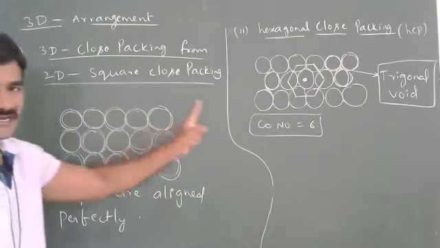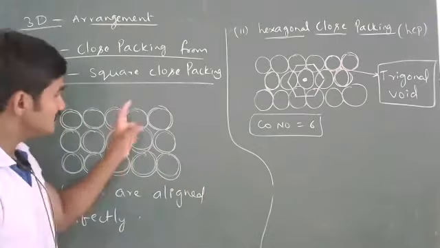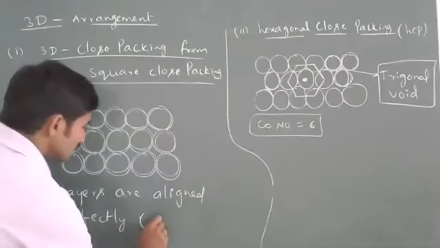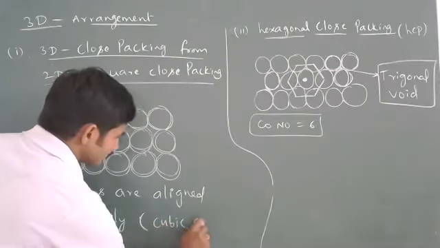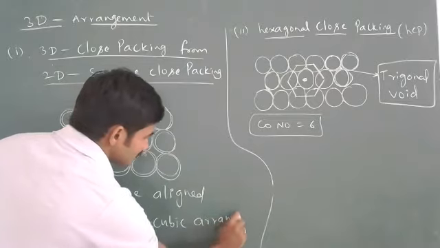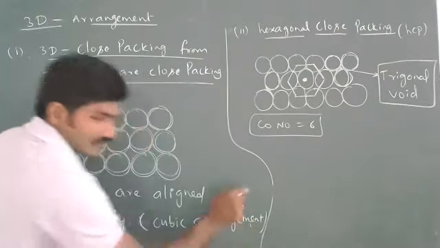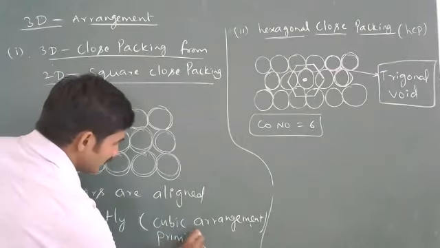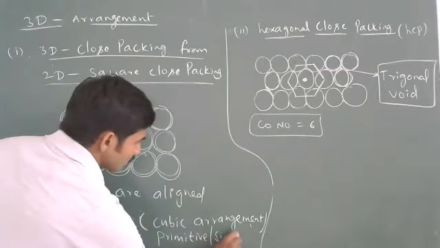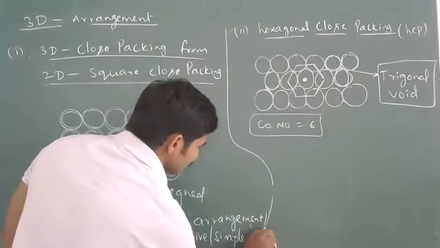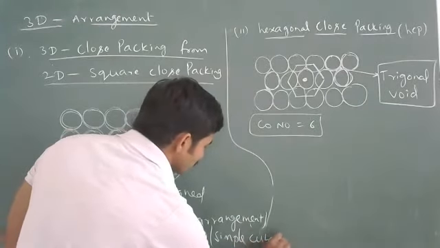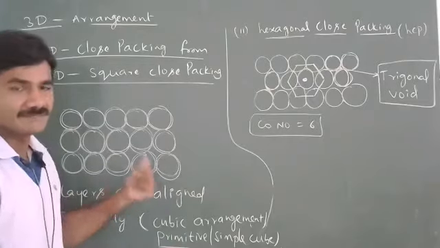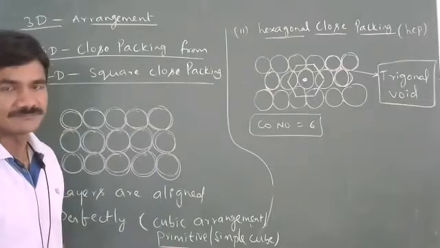If two layers are aligned perfectly, this type of arrangement we call cubic arrangement. Cubic arrangement is also called primitive. Another name is simple cube. So this type of arrangement is simple cube or primitive.